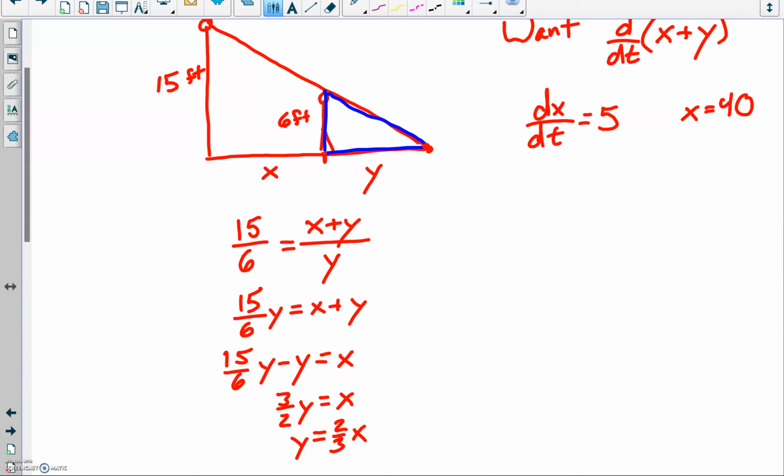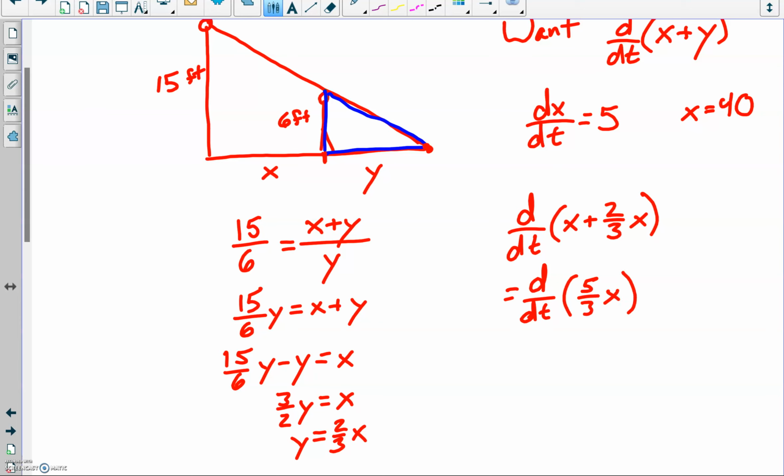Okay, so from there then, I'm going to set this up, this d/dt of X plus 2/3 X. Simplify, you're going to get d/dt of 5/3 X. And taking the derivative now, we get 5/3. The X goes to 1, and then dx/dt.